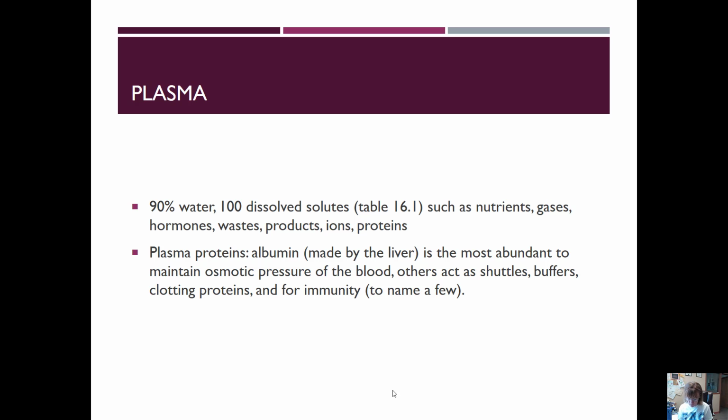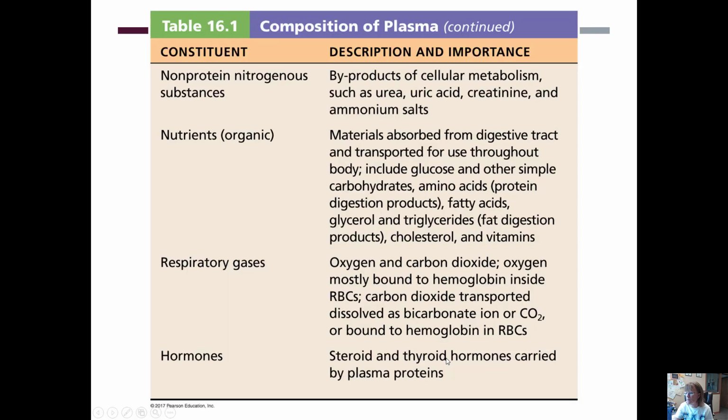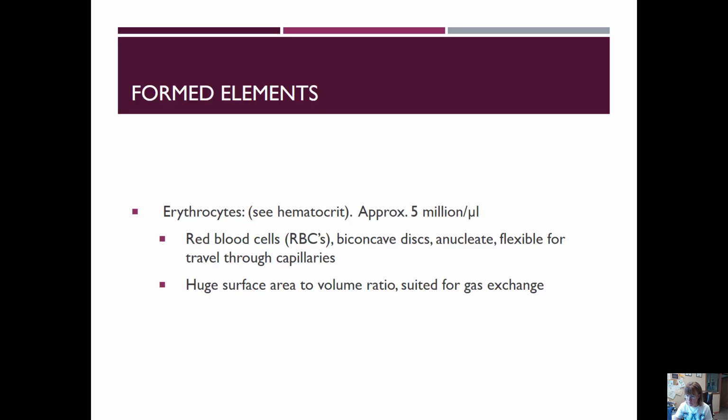Okay, so next in your study guide, here you can see different components of the plasma. All right, and so now we want to take a look at the red blood cells. So the next question is about hematocrit. So again, percentage of red blood cells that you have within the body.